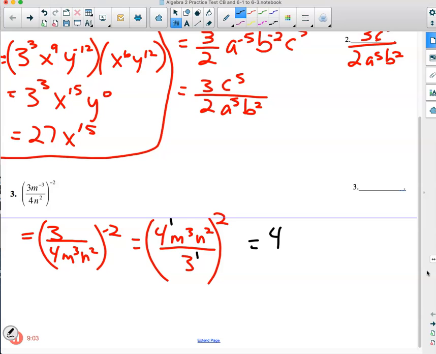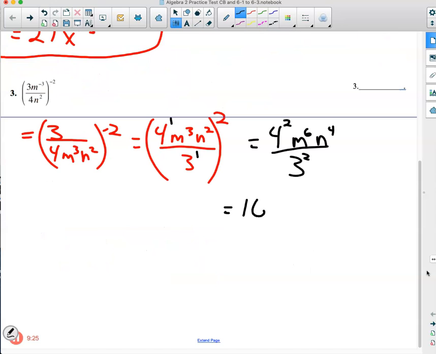So 4 to the 1 times 2 will be 4 to the 2nd power. M to the 3rd squared, raise a power to a power, multiply, that'll be a 6. N to the 4th over 3 squared. Everything in those parentheses gets that 2. And then we'd go ahead and square 4 and square 3. 16 m to the 6th n to the 4th over 9. Or you could always write it as 16/9 m to the 6th n to the 4th. Either way, it's correct.